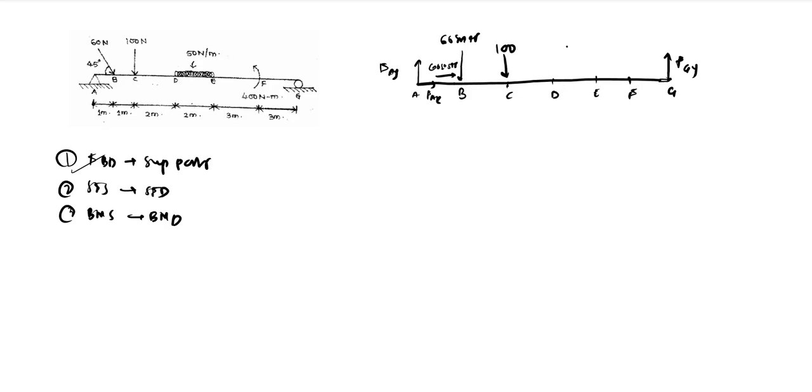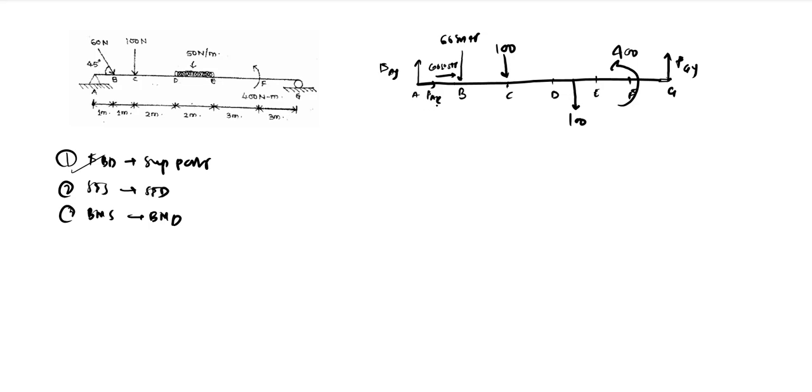Between D and E, we have a UDL, which we will convert into a point load, and which will be 50 into 2, that is 100 Newton, acting at 1 meter from D and 1 meter from E, because the centroid is at the midpoint of DE. And at F, we have a certain moment of 400 Newton meter. At G, we have a roller support. So that is how you can draw your FBD.